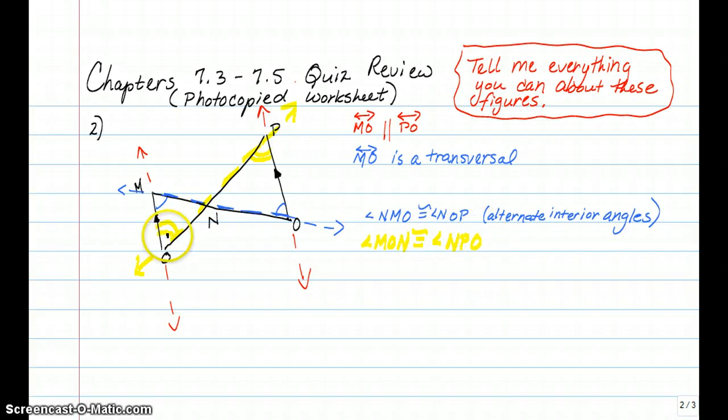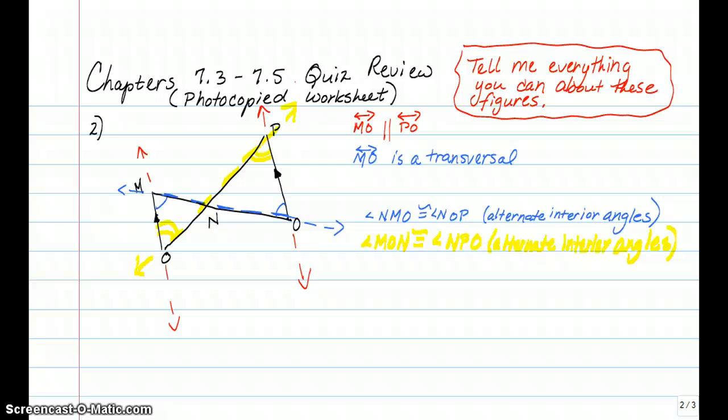Those are on alternate sides of the transversal inside the parallel lines. So once again, it's alternate interior angles. At this point, we could say that we have proven that these two triangles are congruent based on the angle-angle postulate. But let's do one more.